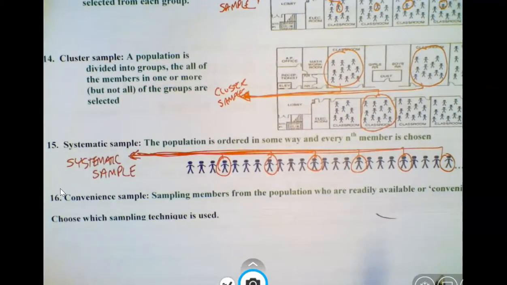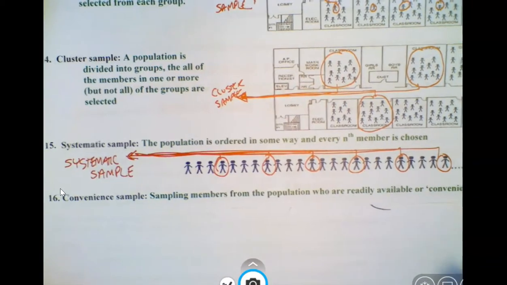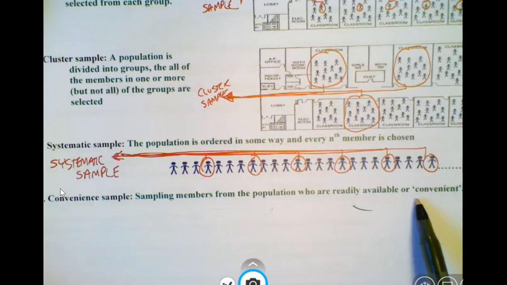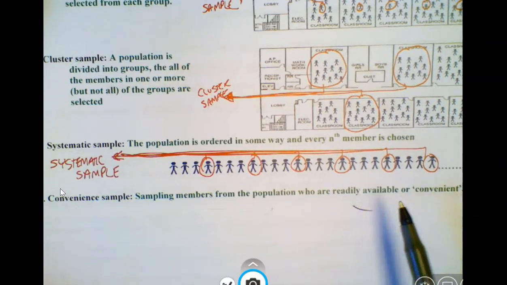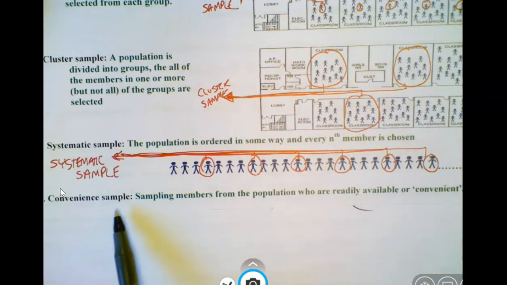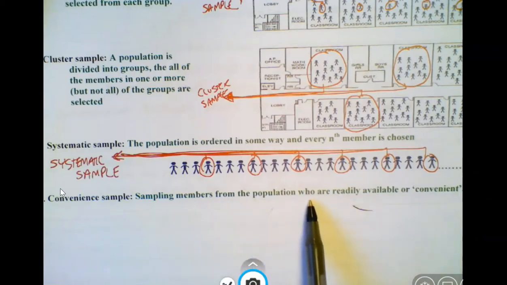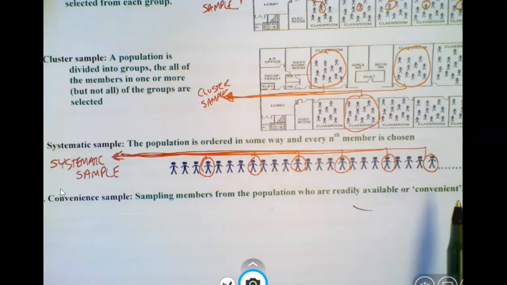A convenient sample is sampling members of a population that is readily convenient or readily available. It's kind of like the laziest way of doing a sample. It's not a great way of doing a sample, but it is a way of doing sampling. So it's just measuring people who are right there at your disposal and letting that represent the whole group.